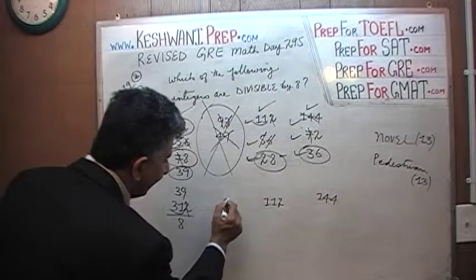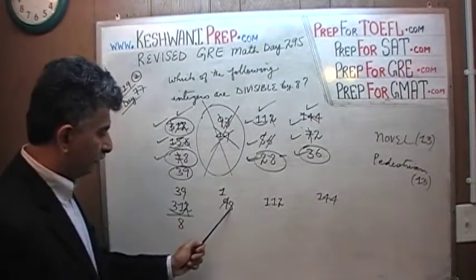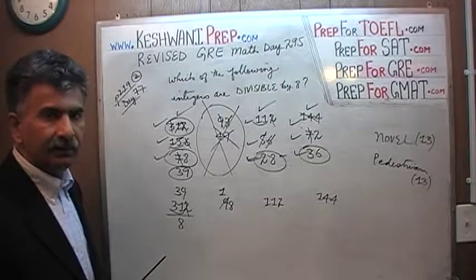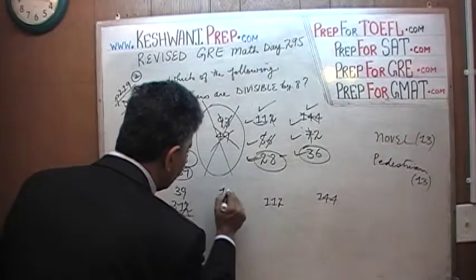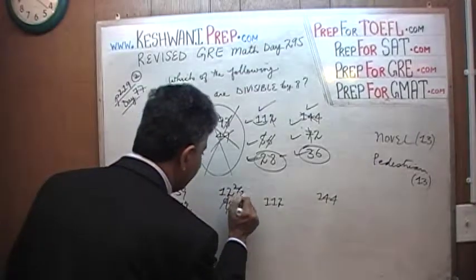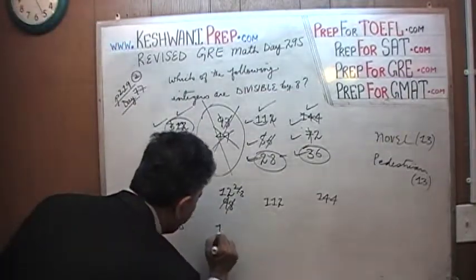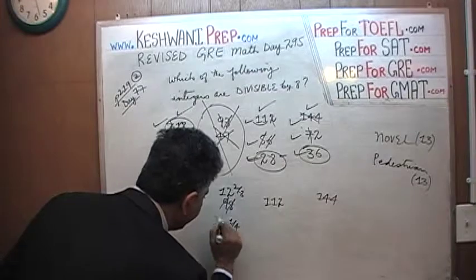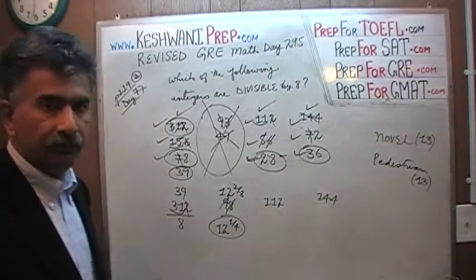How many 8s in a 9? 9 has 1 8. The remaining one goes and joins 8, becomes 18. How many 8s in 18? 18 has 2 8s. But we have a remainder of 2. So it's 12 and 2 8, or if you like, 12 and 1 quarter. You see, 98 is not divisible by 8. It has a remainder of 2.